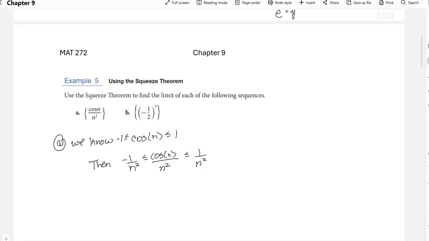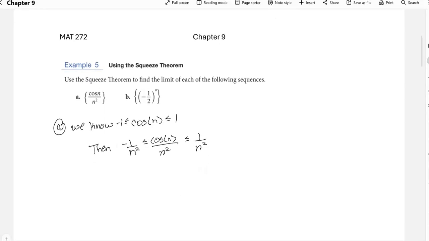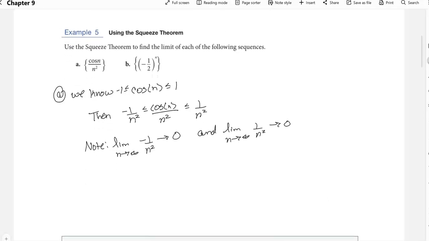Well, what do we know about negative 1 over n squared and 1 over n squared? We know that the limit as n approaches infinity of negative 1 over n squared, those values are heading to 0. And we know that the limit as n goes to infinity of 1 over n squared is also going to 0. So if this is going to 0 and this is going to 0, then this guy has no choice. It has to go to 0. So cosine of n over n squared must also go to 0 by the squeeze theorem.